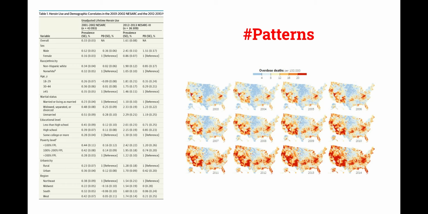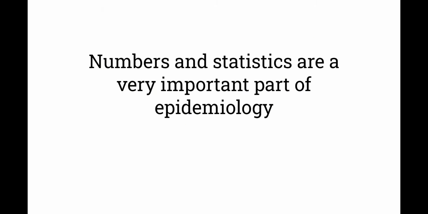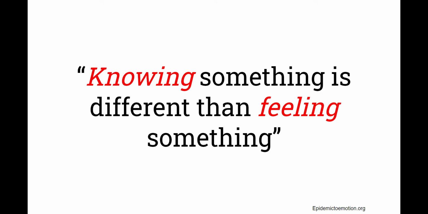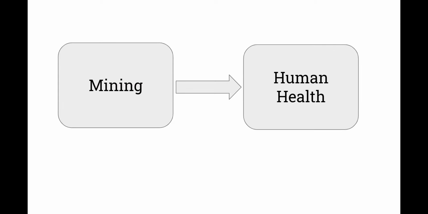Okay. But I'm going to talk about in a second why visual epidemiology takes this a step further and how it does that. So, again, numbers and statistics are critically important and a really fundamental part of what epidemiology is. It's the study of patterns of health and disease in human populations. But knowing something through numbers and facts and statistics is different than feeling something. Pretty profound. So the example I'm going to use is this: mining as a risk factor and its association with human health outcomes.